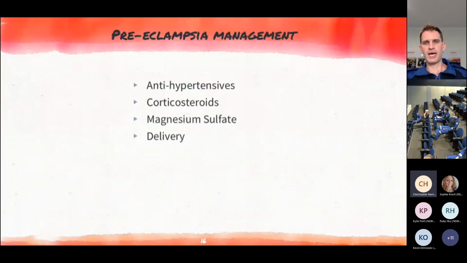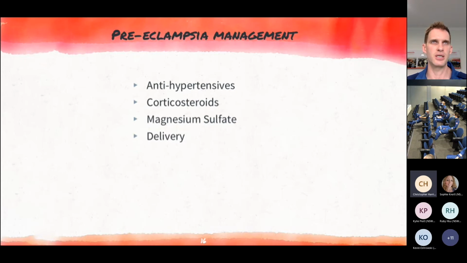And so the management, being a blood pressure problem, we're going to use antihypertensives. In the mild spectrum of disease, these will be oral medications, things like methyldopa, labetalol, nifedipine. But the more severe cases, which we're probably more likely to be involved in, use IV medications to get rapid control of that blood pressure. So that's labetalol and hydralazine as well.